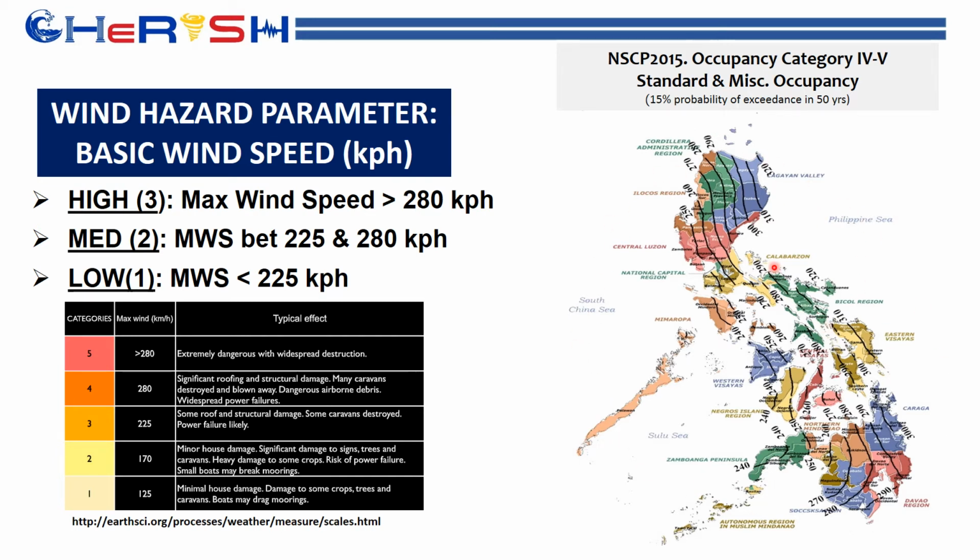To categorize the hazard as low, medium, and high, the following table was used. High, when the maximum wind speed is greater than 280 kph. Medium, when the wind speed is between 225 and 280. And low, when the wind speed is less than 225 kph. PAGASA has a wind speed of 220 kph for a strong or a super typhoon, which is still less than the 225 kph value.